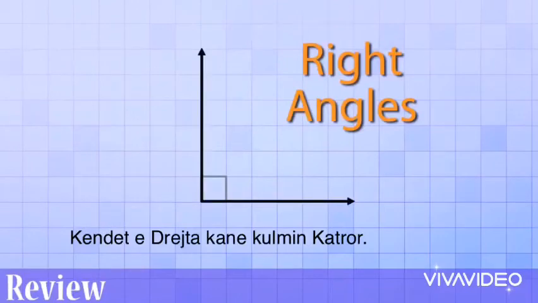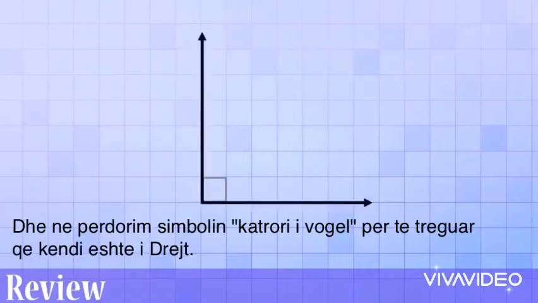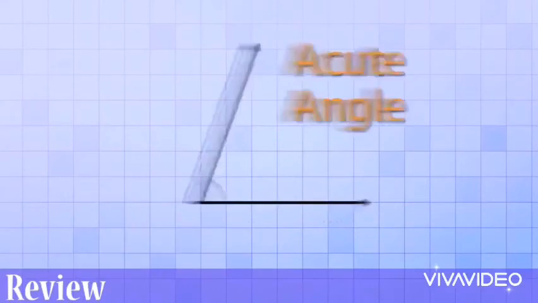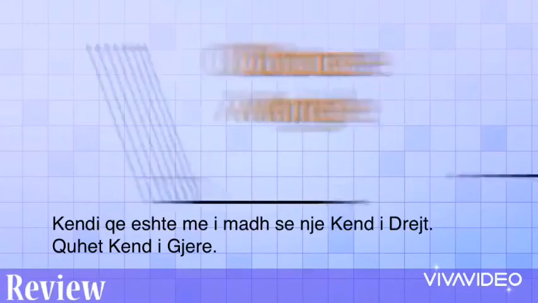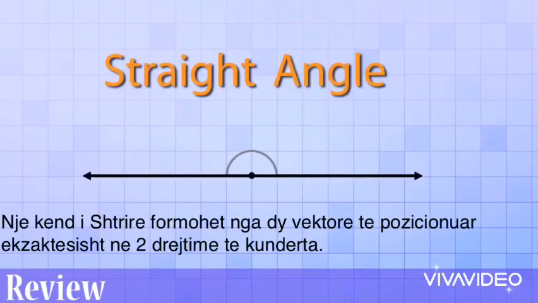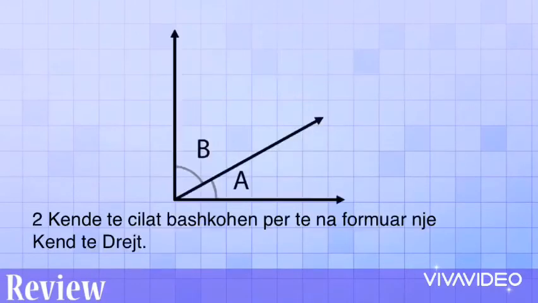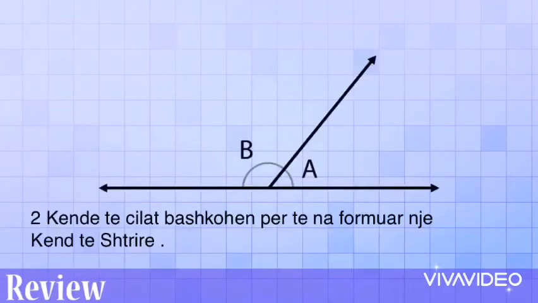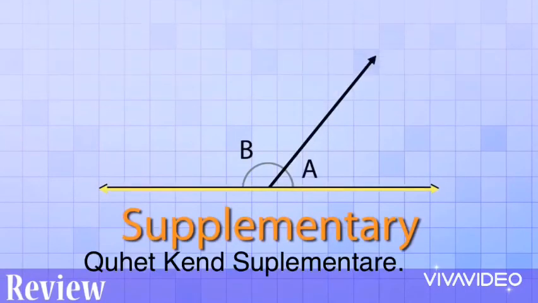Right angles are square corners, and we use a special square symbol to show that an angle is a right angle. An angle that's smaller or less than a right angle is called an acute angle. An angle that's bigger or greater than a right angle is called an obtuse angle. A straight angle is formed by two rays pointing in exactly opposite directions. A straight angle is really just a straight line. Two angles that combine to form a right angle are called complementary angles. Two angles that combine to form a straight angle are called supplementary angles.